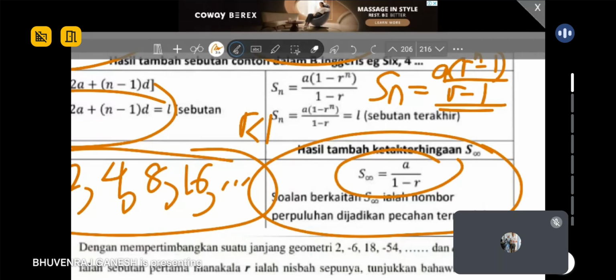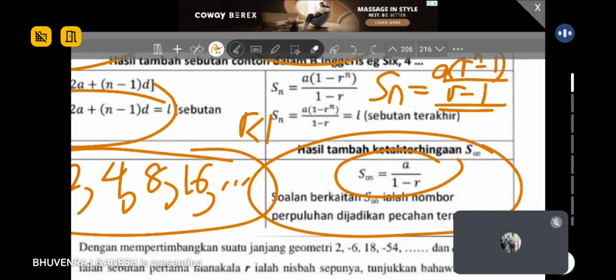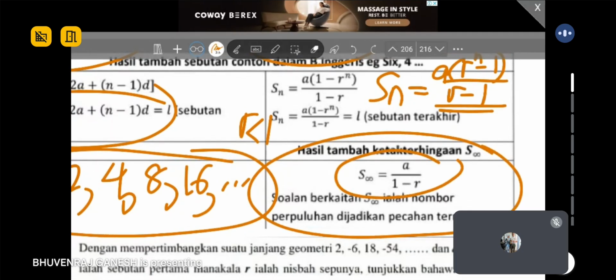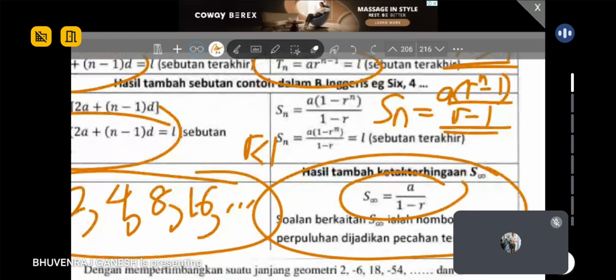Lebih senang. Okay, so the formula is actually very simple. a over 1 minus r. That's all. You can find S infinity already. Okay, a is your first term. R is the common ratio. Okay, boleh faham? Senang kan? So you just apply this formula only.